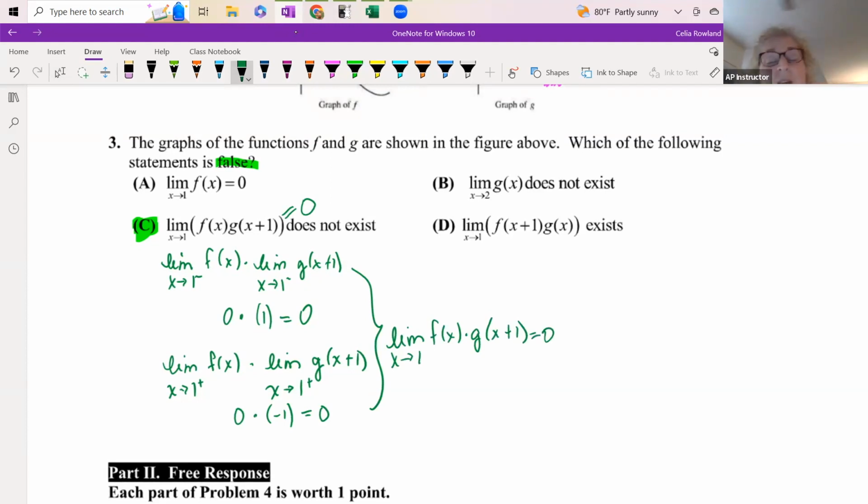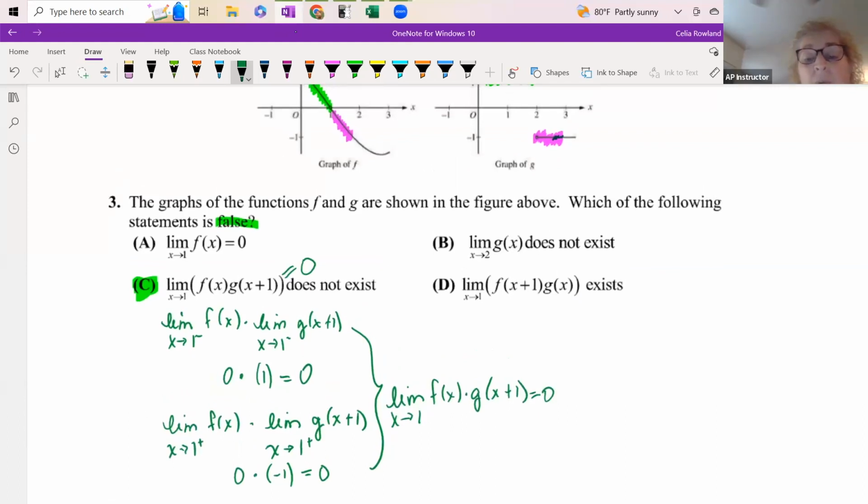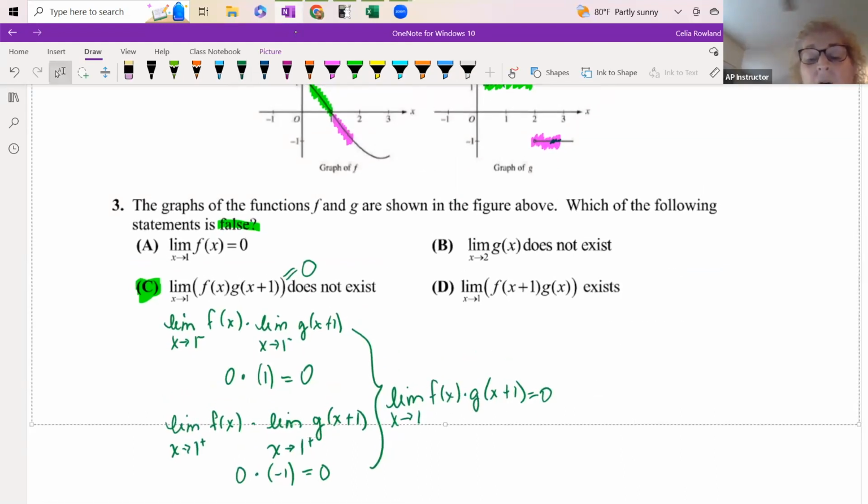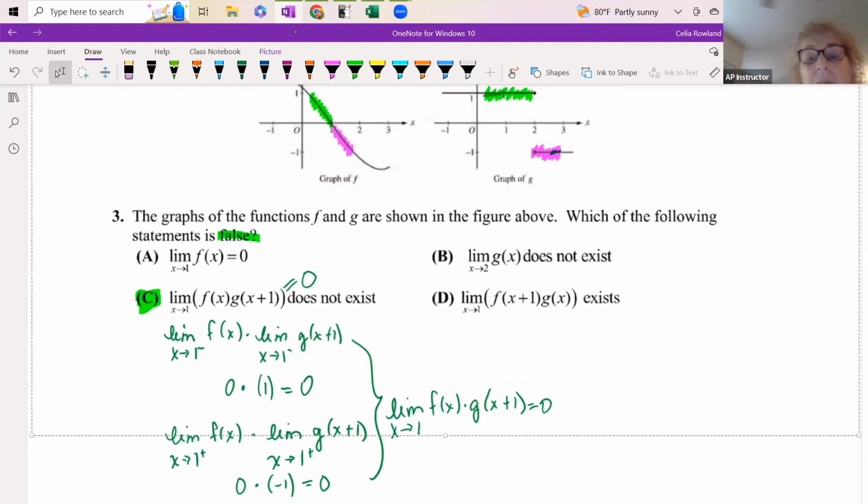So anytime you see this, where we're doing a multiplication or division, we're actually going to break it up into limits from the left and limits from the right, okay? And that's what we're going to be looking at there.